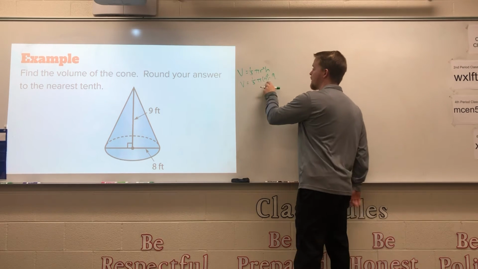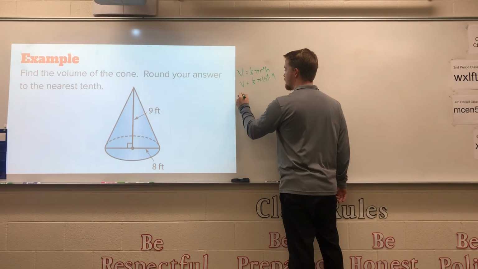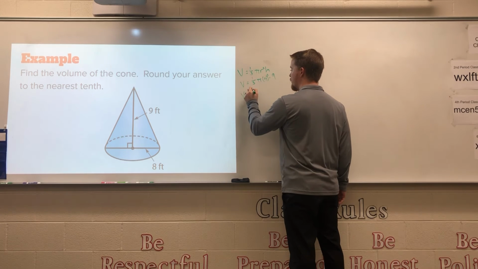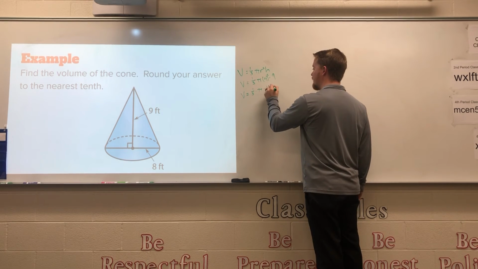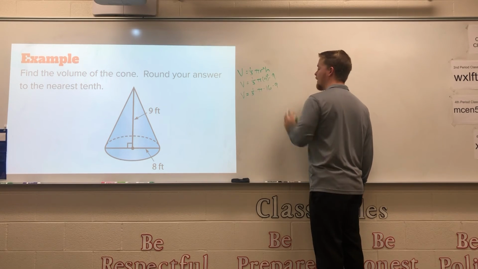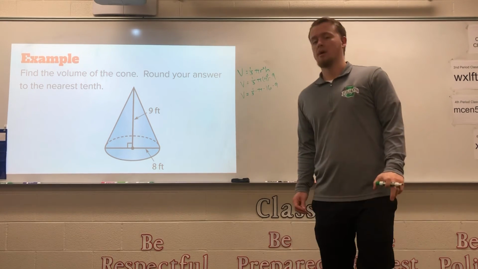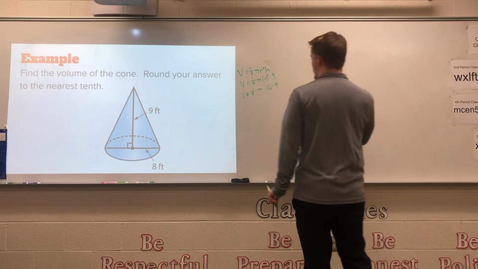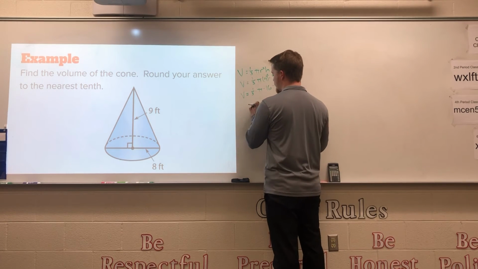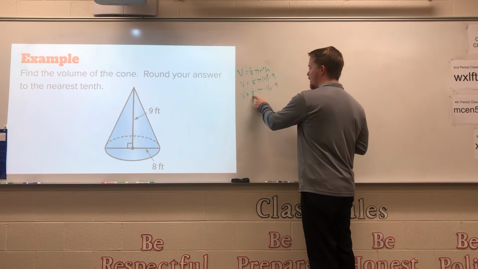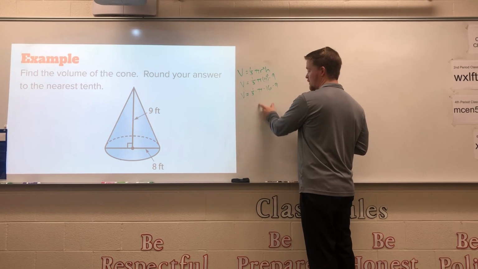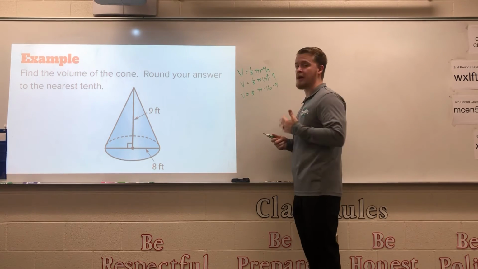Okay, next we need to simplify our exponent. So V equals 1/3 times pi times 4 to the second power, which is 16, times 9. Okay, so here, I know this is a little different than what most math teachers will tell you, because most will say, multiply 1/3 times pi and then write your answer, just so you're showing each step, which is a good habit to get into.